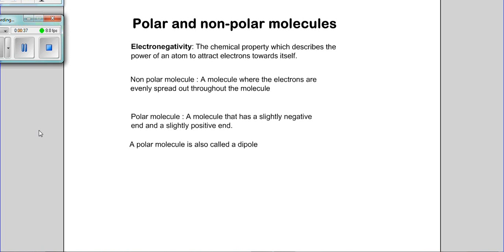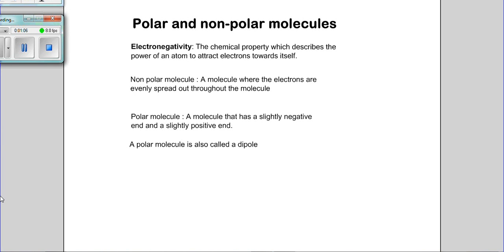When atoms combine, they have electrons being shared between the atoms, and depending on the electronegativity, the electrons may be shared equally or unequally in a molecule. If the electrons are shared equally in a molecule, we have a nonpolar molecule. A nonpolar molecule is a molecule where the electrons are evenly spread out throughout the molecule.